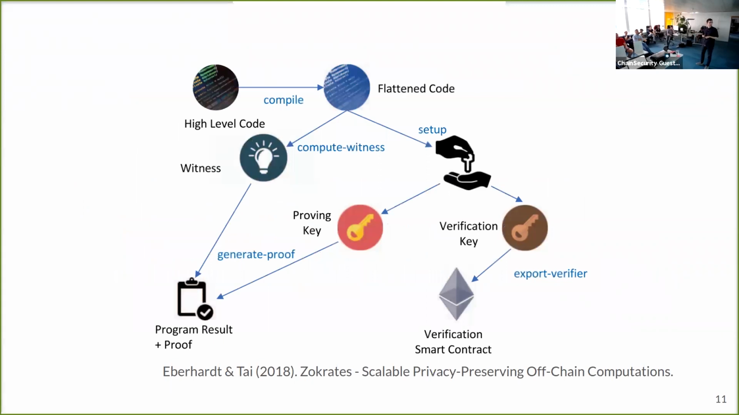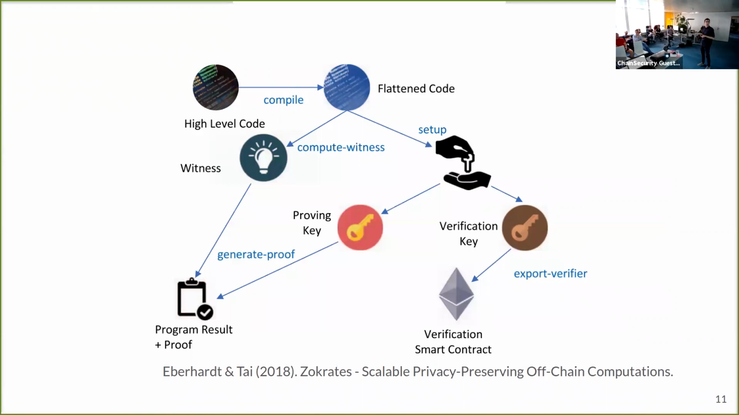Let's look in more detail at the workflow of Sokratis. In the beginning, you start with some high-level code, which will be written in Sokratis' domain-specific language. For our simple example here, we'll see the specific code on the next slide, I think. You start with this, and first you compile this code into an intermediate representation, here termed flattened code. The flattened code is basically just a constraint system. It has two things: assignments of variables, and assertions.